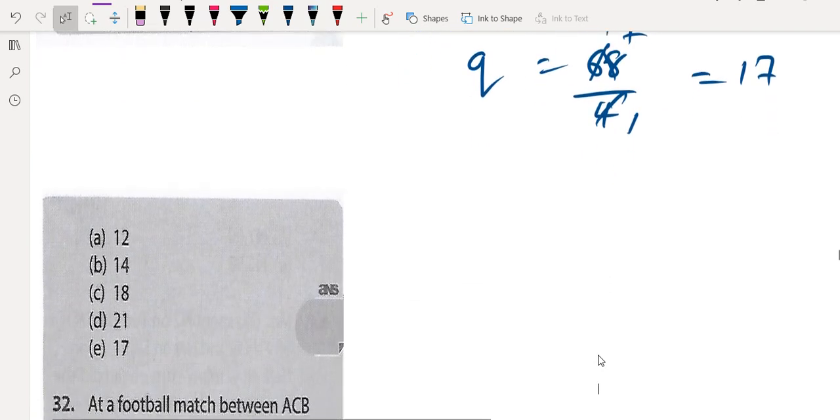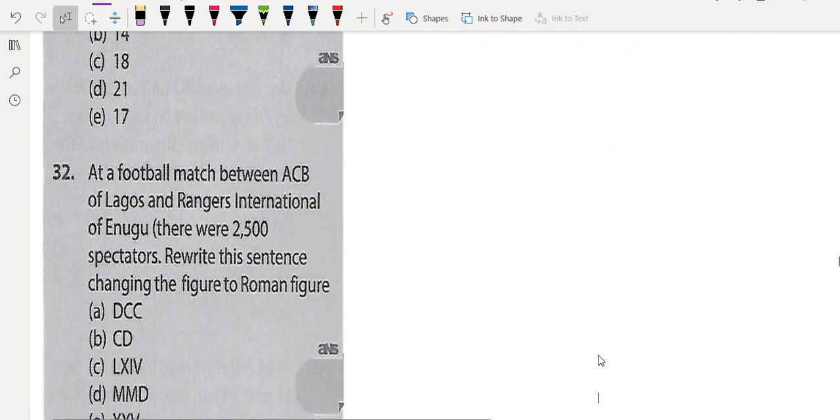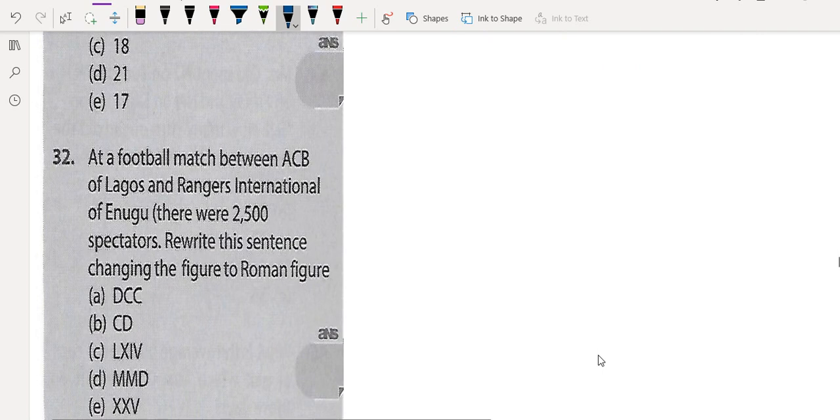C, D, E. I've told people to stop guessing. You don't know where the option would be. Making noise for no reason.